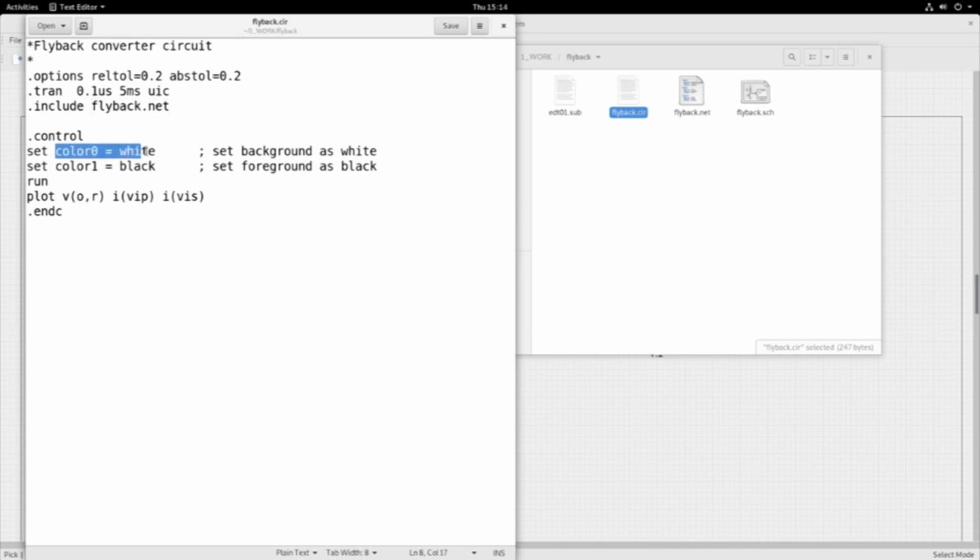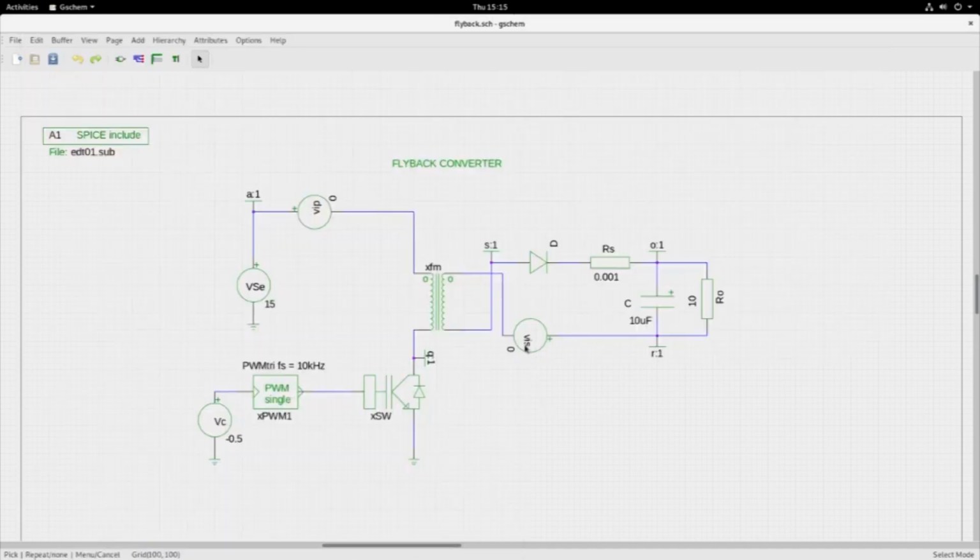And as usual, I am setting the background as white, foreground as black or dark, and let us look at the plots of output voltage with respect to the node R, the current VIP, the primary current, and VIS, the secondary current, by sensing the currents in these zero voltage sources.